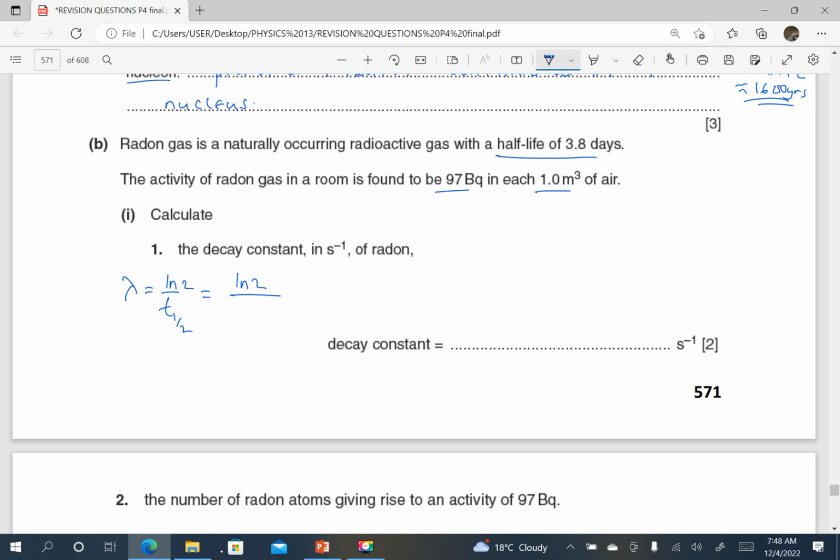We want the answer in per second, so we shall convert. So this will be 3.8 days, 1 day is 24 hours, and 1 hour is 3,600 seconds. So from my calculation, I'm getting this as 2.1 times 10 power negative 6 per second.